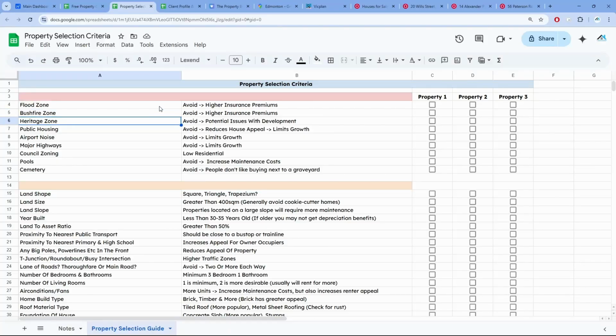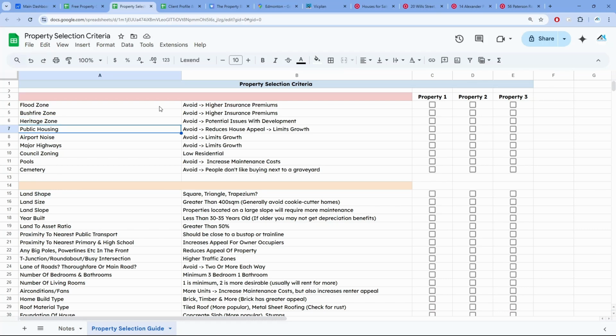The next one is heritage zones. Heritage zones are also very important and critical. And the reason I say that is because it can have restrictions on the renovations you can do on the property, if you can either subdivide the property or develop the property. Heritage zones are a big no-no for me. I try to avoid them where possible, especially when we're talking about subdividing or renovating down the line.